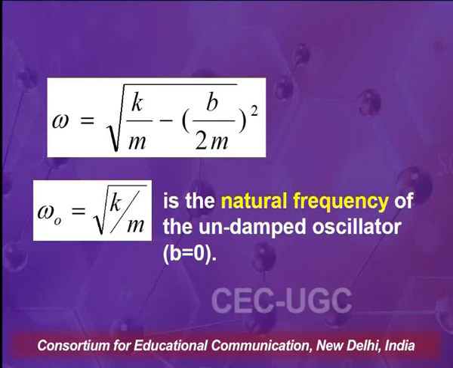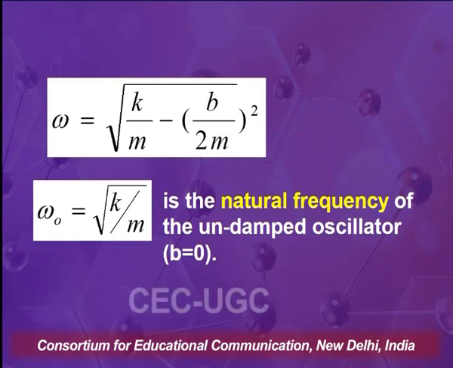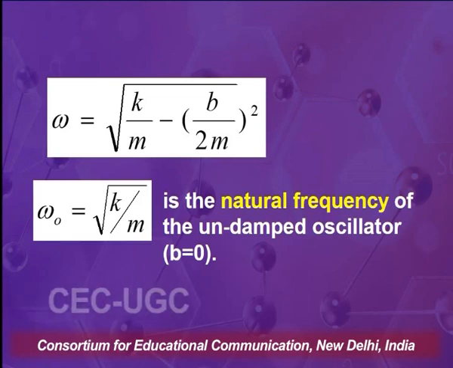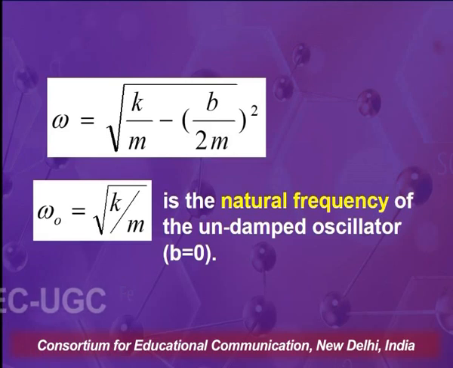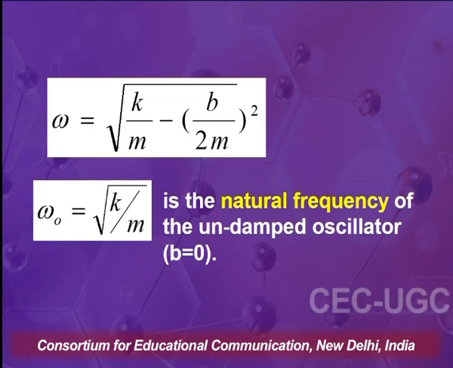Now, what is omega? We know very well it is the angular frequency. So omega equal to root of k by m minus (b upon 2m) whole square. And omega naught equal to root k by m is called the natural frequency of the undamped oscillator, when b is 0. When damping is not there, that is b equal to 0, we get the natural frequency.